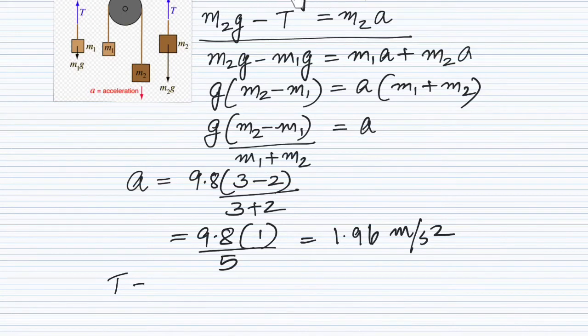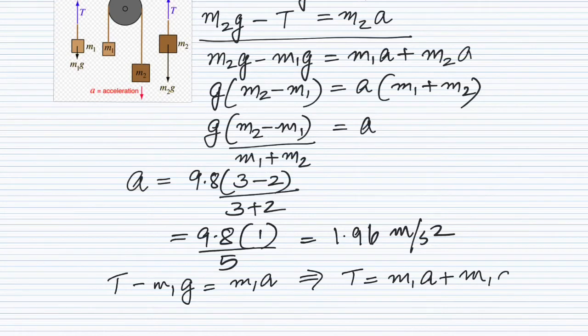I'm going to use this equation. So when you substitute the value of a into this equation, you get T minus m1g equals m1a, from which you can find T. So that's m1a plus m1g. So when you do that, you get the tension.